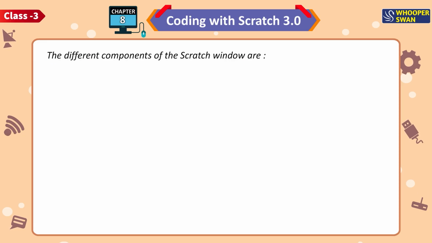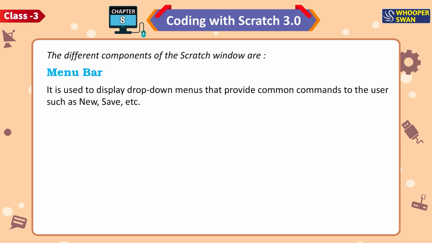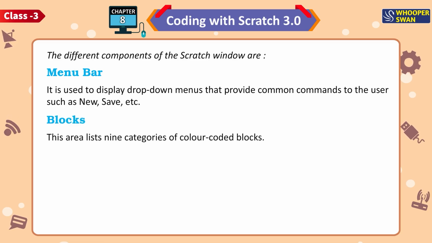The different components of the Scratch window are: menu bar. It is used to display drop-down menus that provide common commands to the user such as new, save, etc. Blocks. This area lists 9 categories of color-coded blocks.